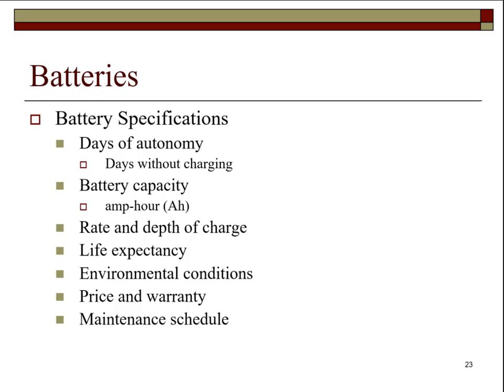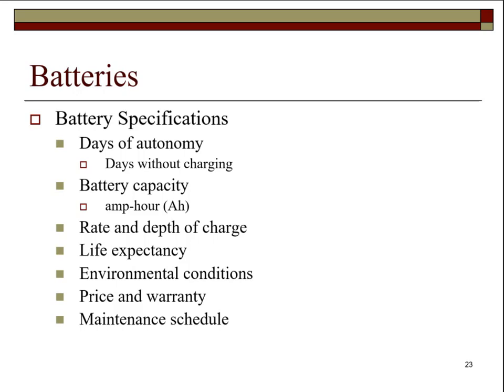Days of autonomy refer to the number of days the battery bank is designed to supply electricity without being charged. This would allow for that number of days with no sun on the solar panels to charge the batteries. Amp hours refers to the capacity of the battery. If it were rated, for example, at 200 amp hours, it would be able to supply 200 amps for 1 hour, or, as in the example, 100 amps for 2 hours.